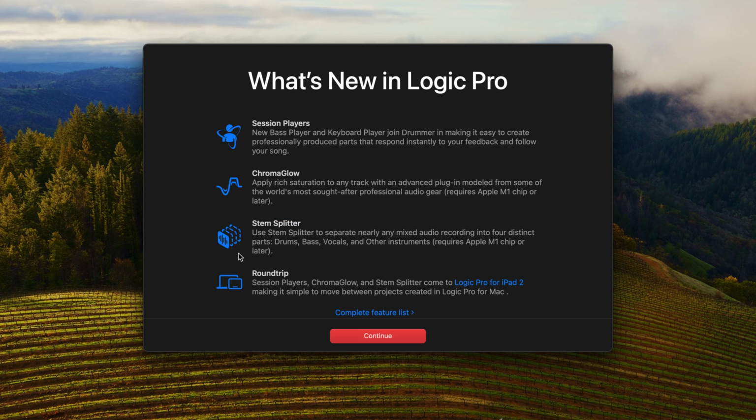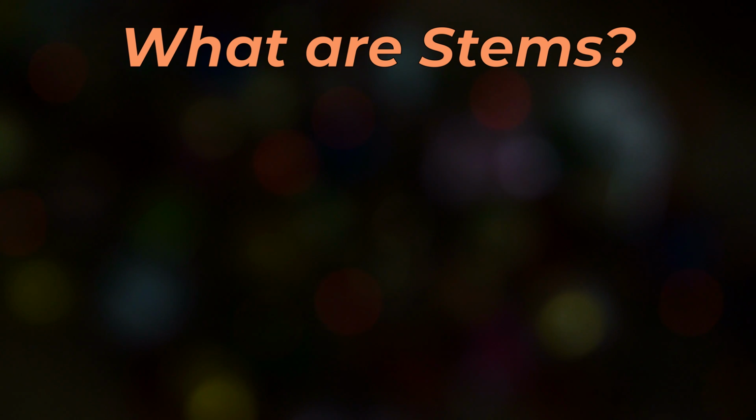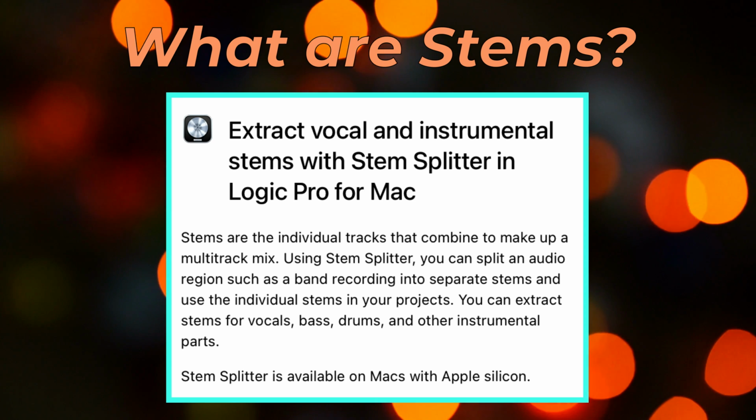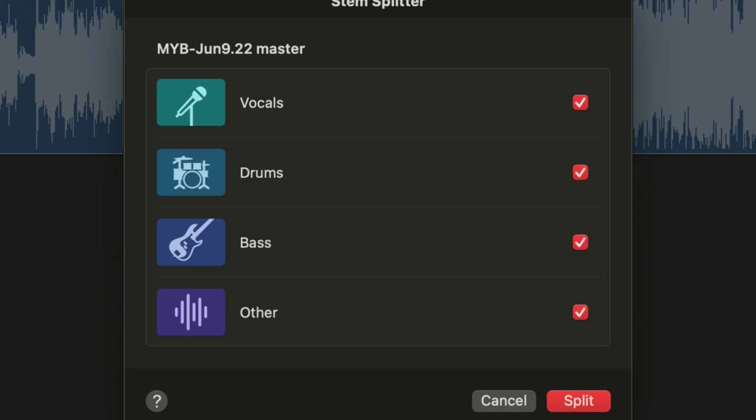piece of music and separate the different instruments and vocals into stems. What are stems, you may ask? Well, stems are a bunch of individual tracks that have been grouped together, usually by instrument. Logic's stem splitter allows you to separate a master audio file into four stems: vocals, drums, bass, and other. The first three are pretty self-explanatory, and the fourth will just contain everything else, I guess.